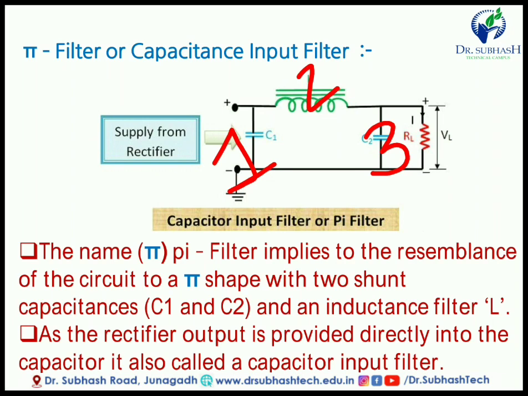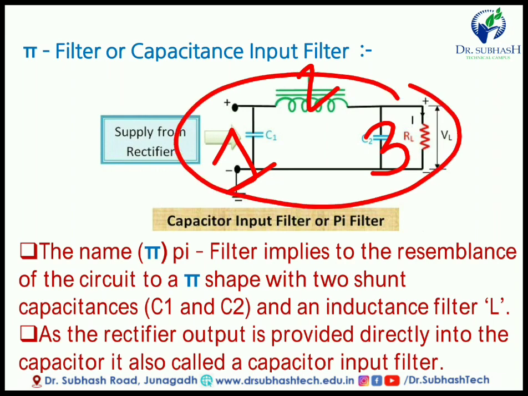So friends, what is very important about the pi filter is that pure DC is achieved. The rectifier output is pulsating DC, and if you want to convert pulsating DC to pure DC, then this type of filter is most important for rectifier design. If you want to design a rectifier circuit, then the pi filter is most important and you should always use it, because you can get a pure DC output voltage. So friends, this one is about the pi filter or capacitor input filter.